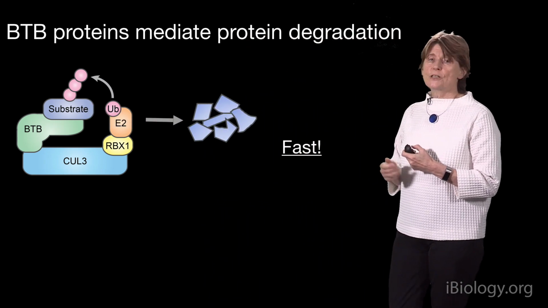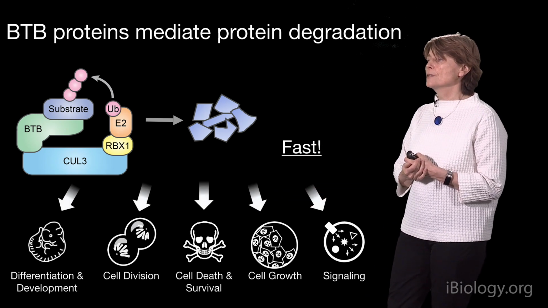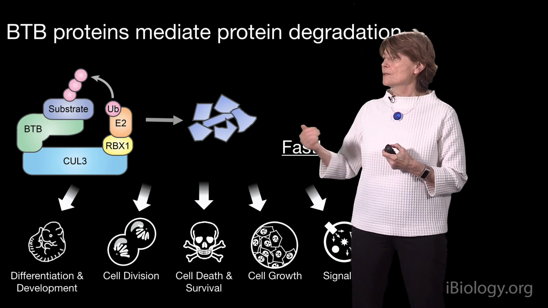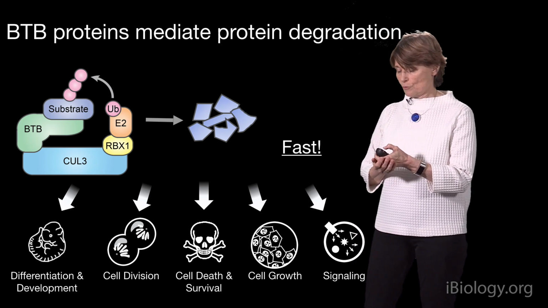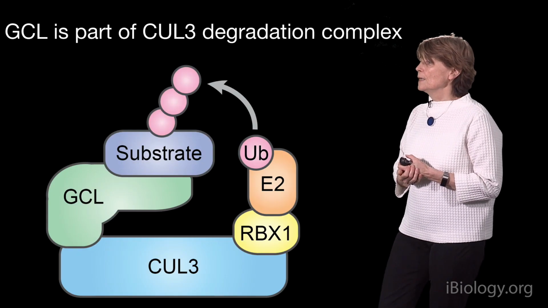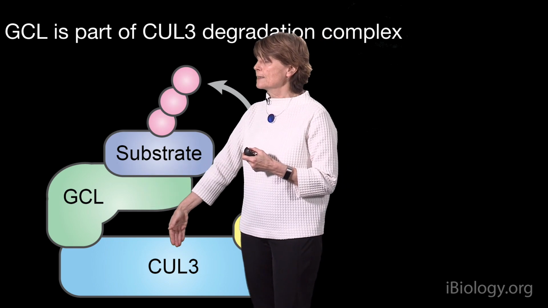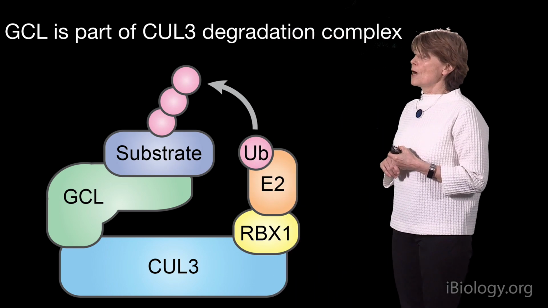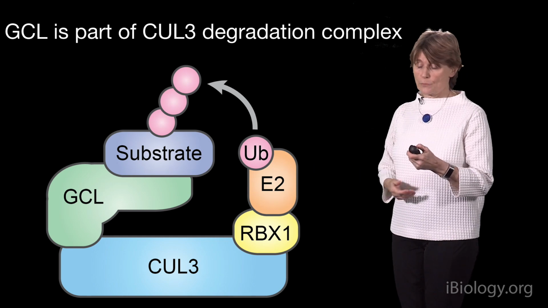And so degradation is a real fast mechanism, and this is used for many different processes from development to signaling and cell growth. So this is an important process, the degradation of proteins during development and differentiation. And so the question then is, if germ cell-less acts as a cullin 3 substrate adapter, then we have to ask: does germ cell-less actually interact with cullin 3, and who is the substrate?